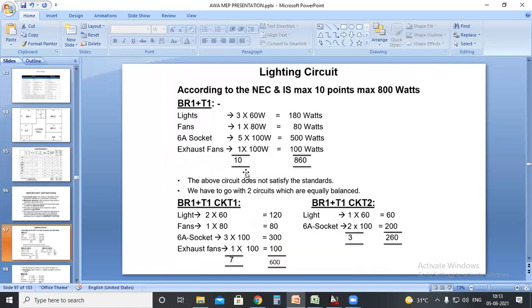And here they have taken two lights, one fan, three 6 ampere sockets, and one exhaust fan. So the total number is 7 and the total wattage is 600. And then BR1 plus T1 is circuit 2: one light and the remaining sockets they have taken here. So in that way also you can take. You just need to split it equally, or equally means you can't make it exactly equal like 400 and 460. Just split as you wish.